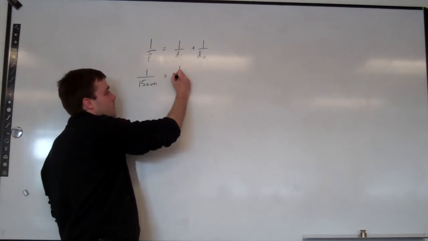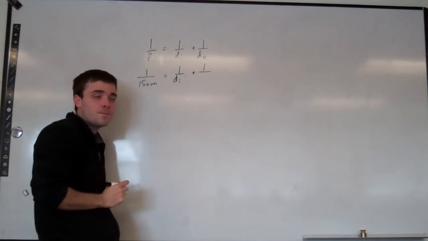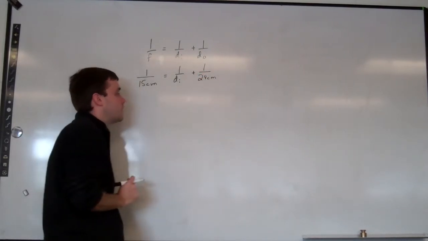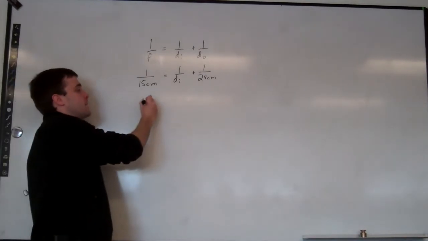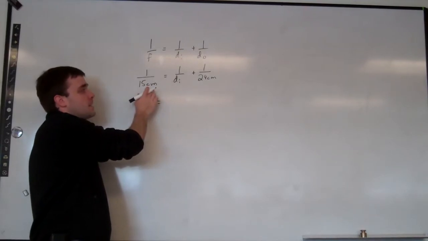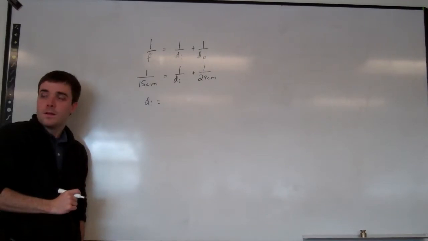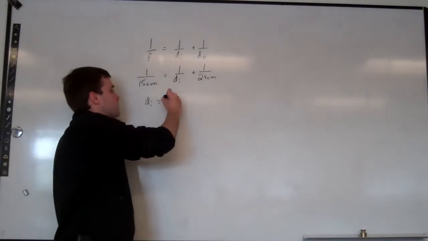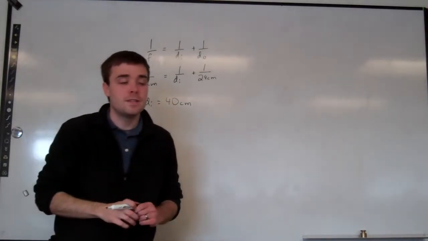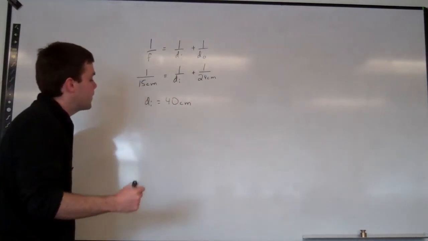Image distance is what we're looking for. And what's our object distance? 24. Alright. So now, to find di, we subtract 1 over 24 from 1 over 15, and then take the reciprocal of that. What do we end up getting? 40. So our image distance is 40 centimeters. Questions about that?